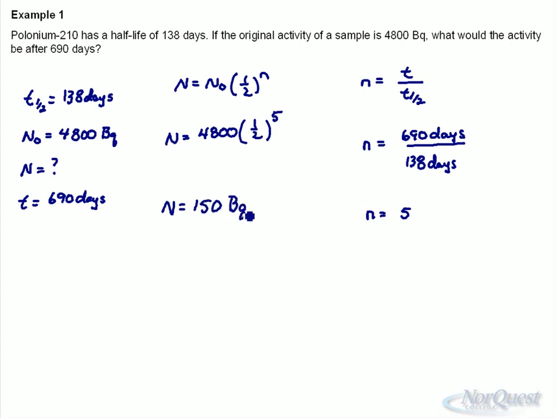becquerels. And one of the things I mentioned in the notes, activity decreases over time. Here's an example that proves that. We started off with a fairly high activity, 4,800 decays a second. After 5 half-lives, it's down to 150 decays per second. Always keep your units. Time units are the same. Activity units are the same.